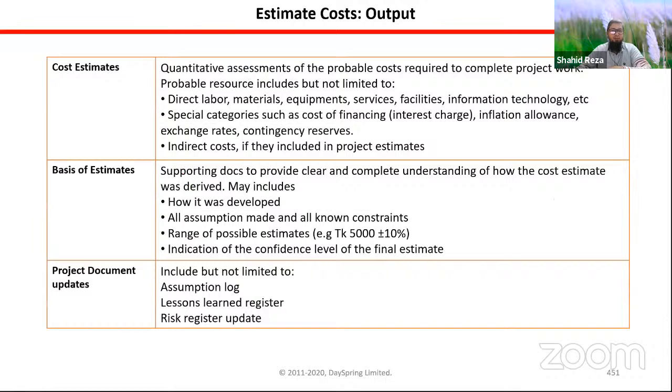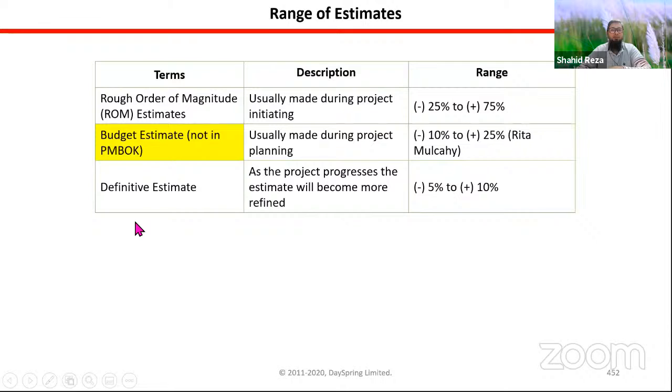Okay. So these are the main two outputs, cost estimate and basis of estimate. So this term already we have discussed, rough order of magnitude. Another term you will see in PM work is definitive estimate. Definitive estimate means the estimation is quite definitive. That actually can differ from -5% to plus 10%. So this is a quite definitive estimation that is known as definitive estimate.